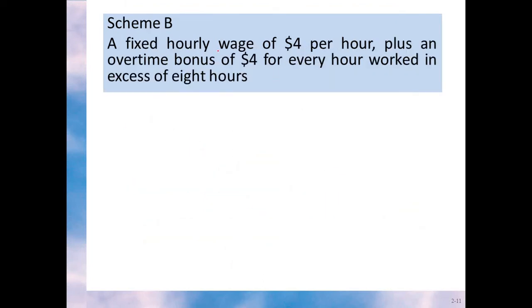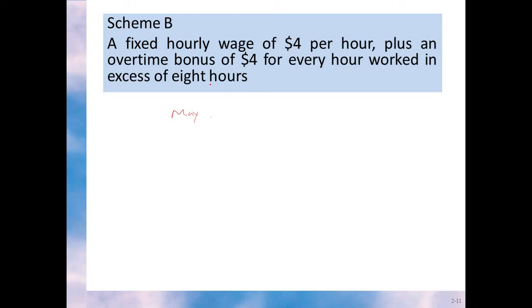Okay, but scheme B, a fixed hourly wage rate of 4 per hour, plus an overtime bonus of 4 for every hour worked in excess of 8 hours. So let us calculate what is the maximum that this worker can earn given this scheme.